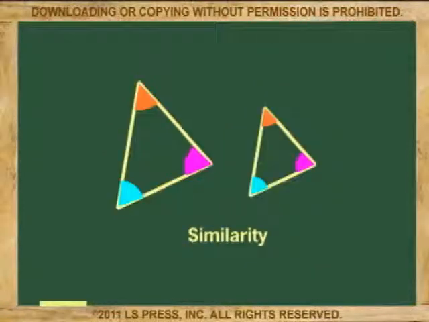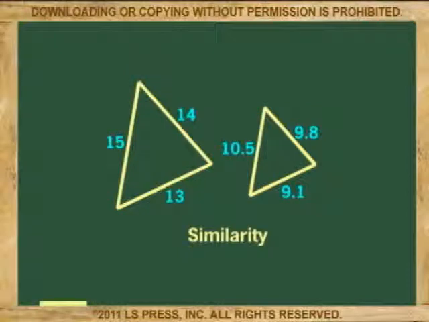Now these triangles have the same angle measure. In other words, they have the same shape, but they do not have equal sides. Because they only meet one of the conditions of congruency, three angles that are equal, they are not congruent. They are similar.